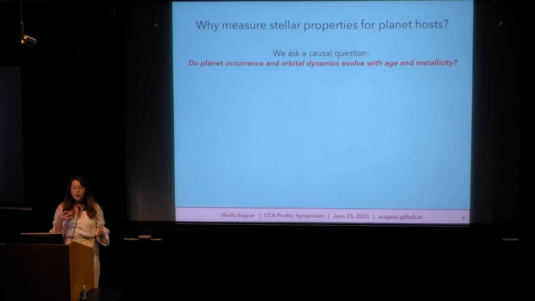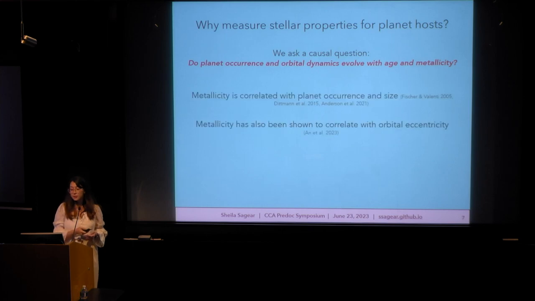So here we're really asking a causal question as opposed to a question of correlation. Do planet occurrence and orbital dynamics evolve with age and metallicity, or rather do age and metallicity cause planets to exist, form, and evolve in a specific way? So this question doesn't just come out of nowhere.